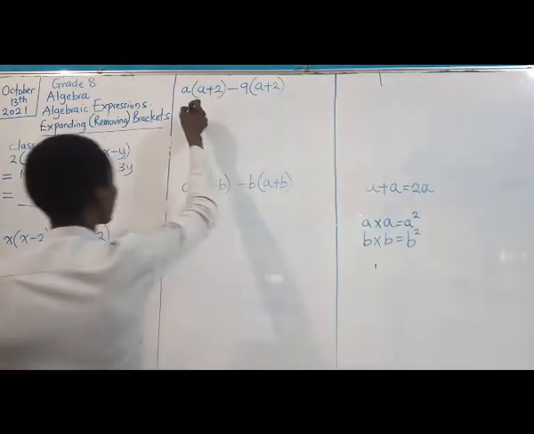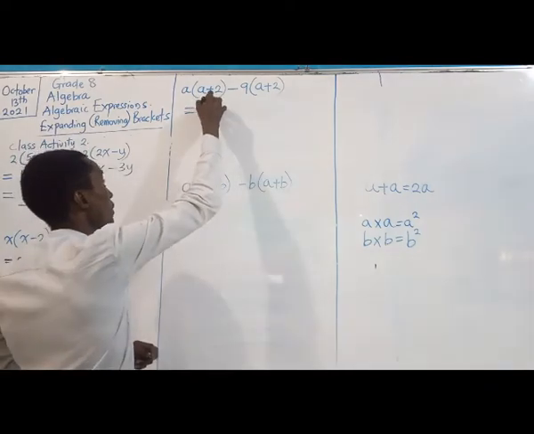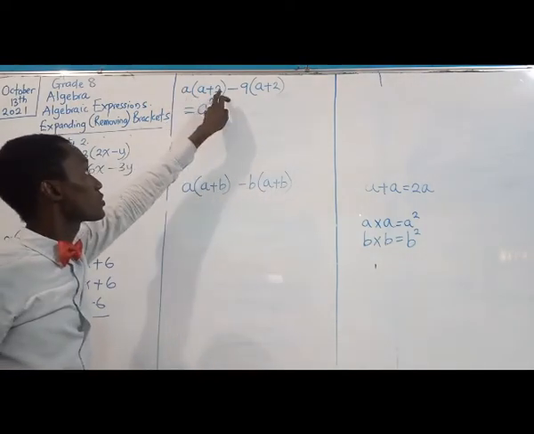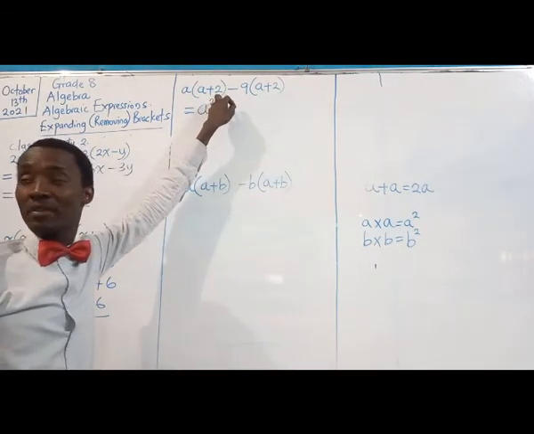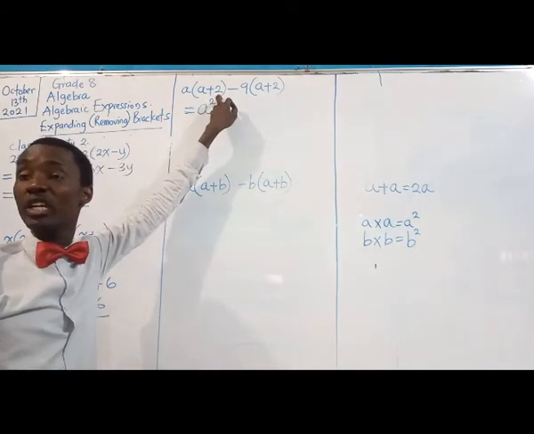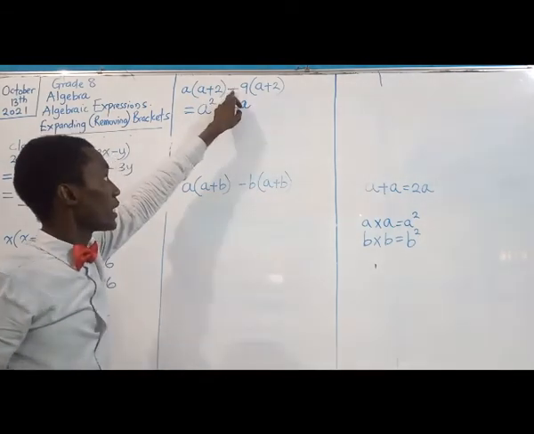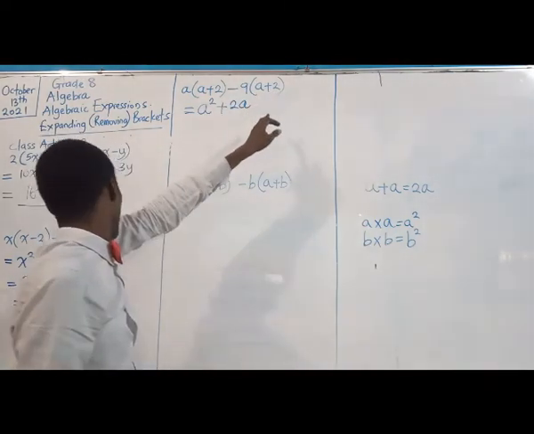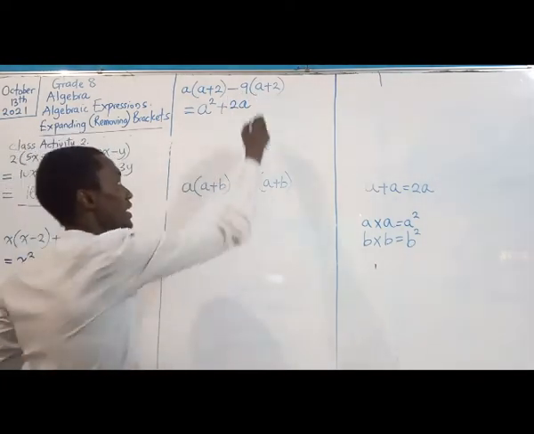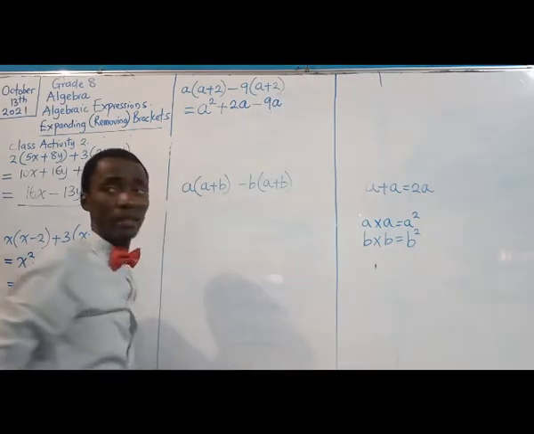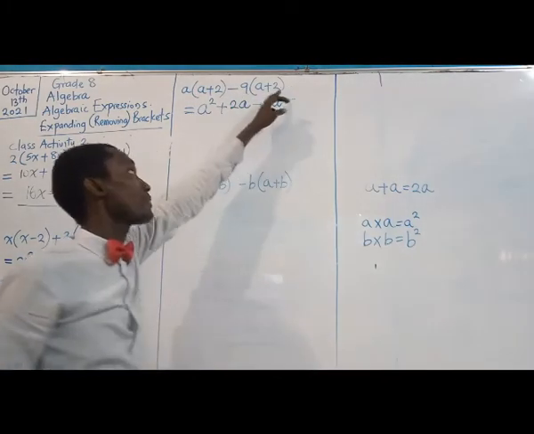So let's come to this one. A times a will give me what? A squared. A times 2, letter times number will give me what? A number letter. Irrespective of how you're multiplying that, the outcome will still be a number letter. So that will be plus 2a. Now, this is negative. It means that the content here will all change. So negative 9 times a will be what? Negative 9a. And then negative here times positive here will give me what? Negative. And then 9 times 2 will give me what? 18.